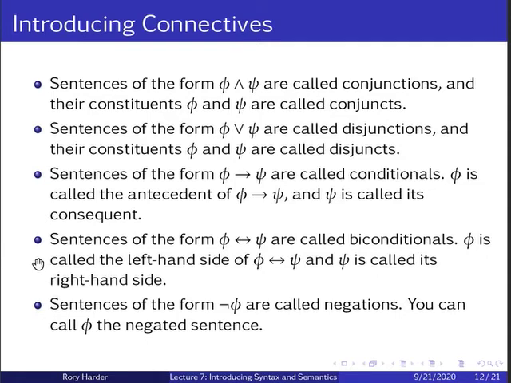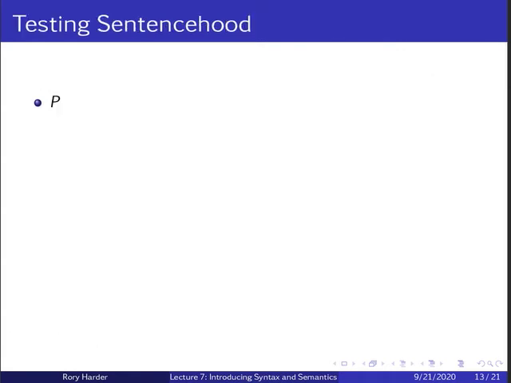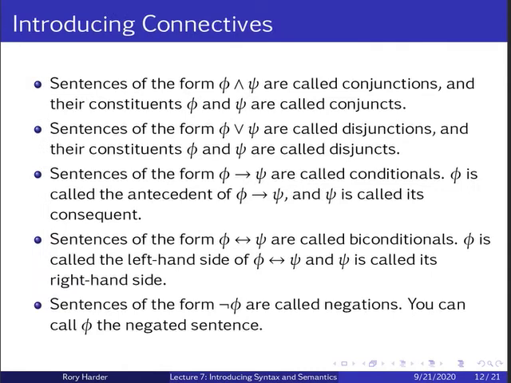Fourth, sentences of the form phi if and only if psi are called biconditionals. Phi is called the left-hand side of the biconditional, and psi is called its right-hand side. Now finally, sentences of the form not phi are called negations, and you can simply call phi, in this case, the negated sentence. So that's just summarizing some important terminology and ways of talking about the sentences of our formal language.